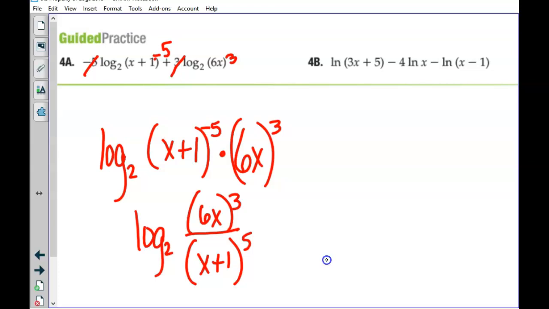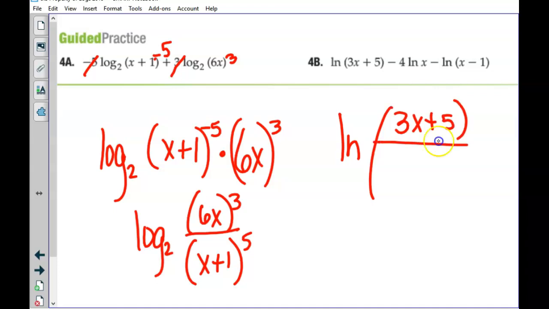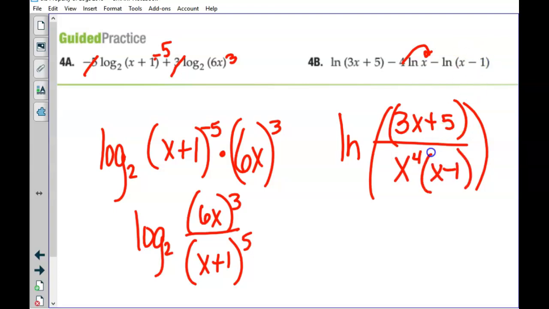Well, could you have figured it out? Maybe, I don't know. What's happening with both of these? Yeah, so this one is 3x plus 5 over, what goes down here in the denominator? Nope. We're condensing, so only one ln. This is x to the 4th. And this one is just the quantity x minus 1. But they both go in the denominator because they were both minus.